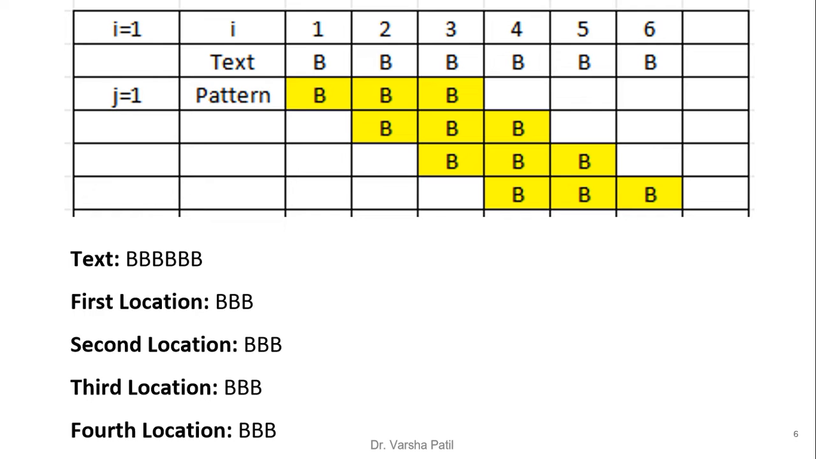Here the text is 6 times b and the pattern is 3 times b. So the pattern will be matched 4 times: first, second, third, fourth. First i is 1, j is 1, b matches, bb matches, the pattern is matched. Now it increments i to 2: 2, 3, 4 matches, the pattern is matched. i becomes 3: 3, 4, 5 matches, then i becomes 4 and 4, 5, 6 matches. In this way the brute force algorithm works.